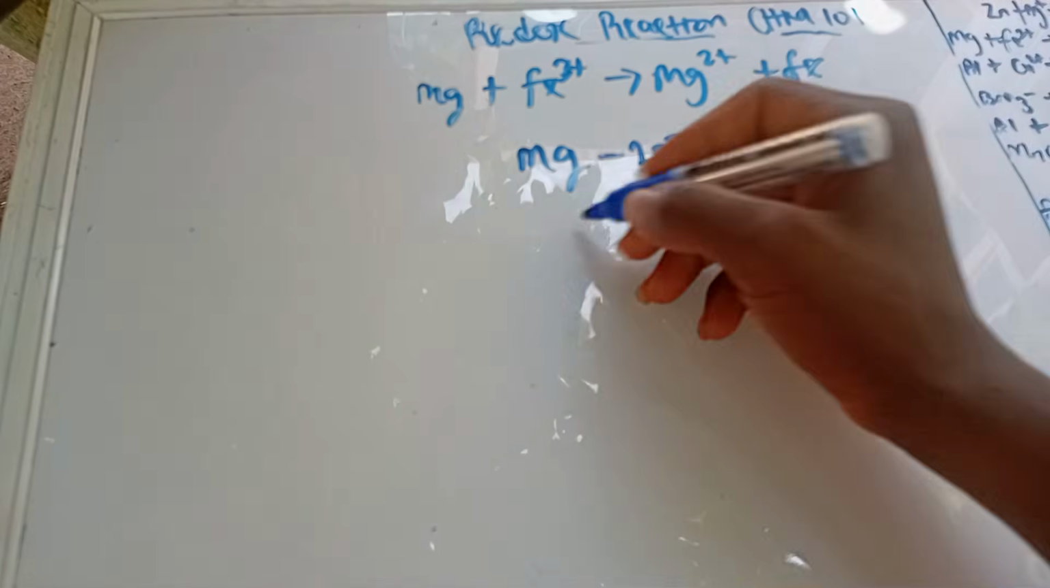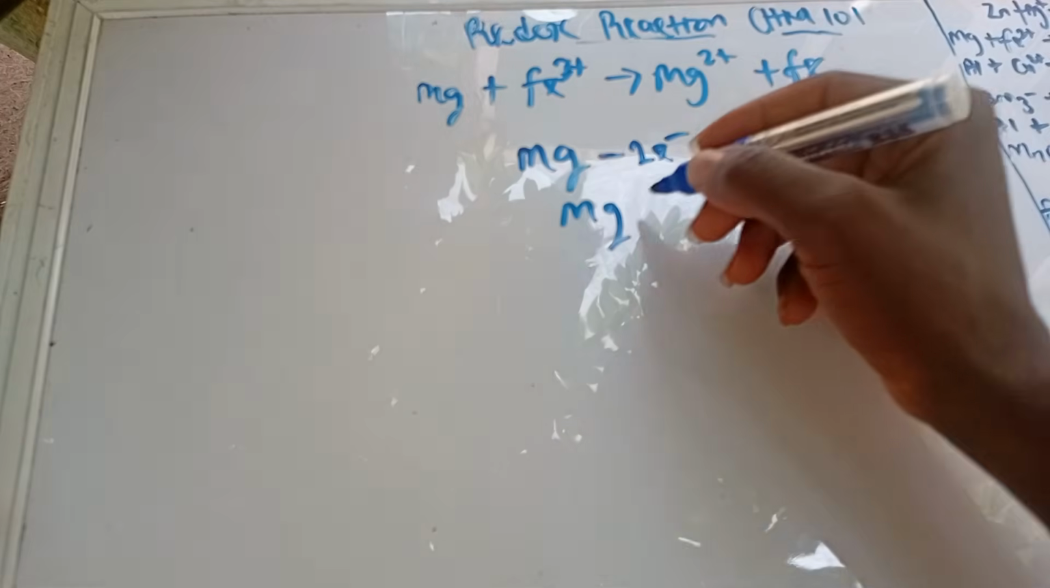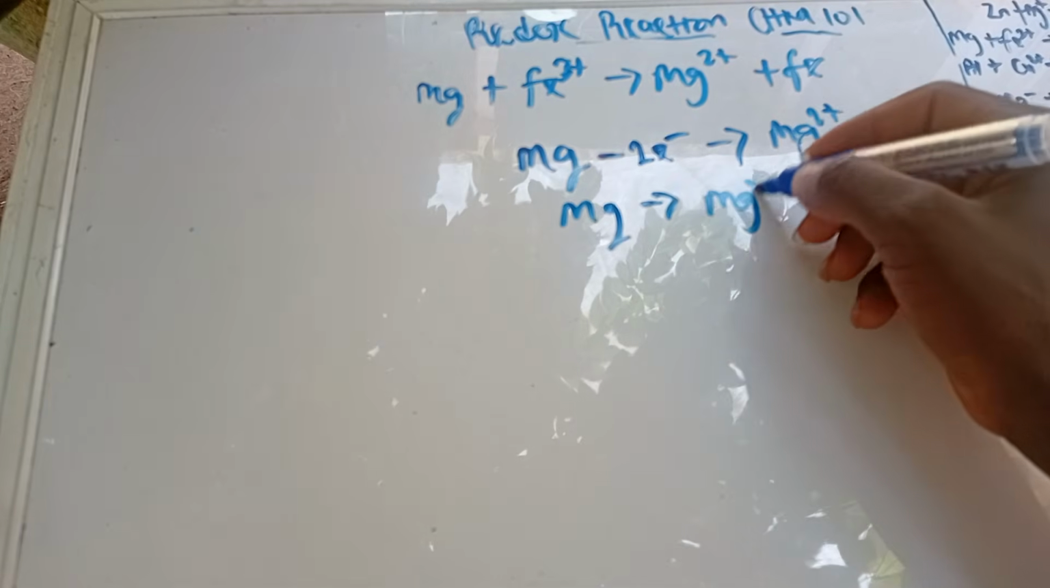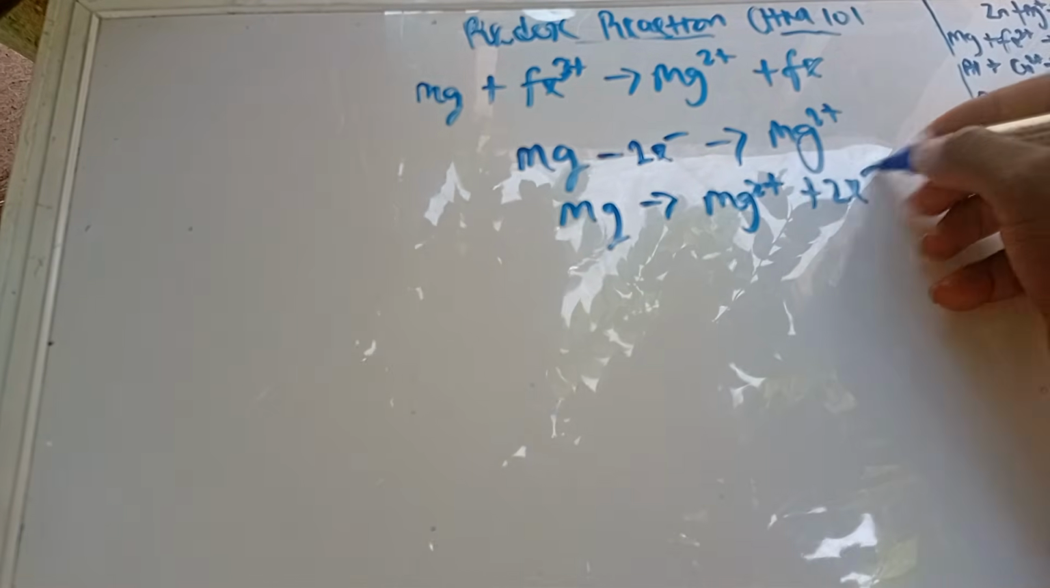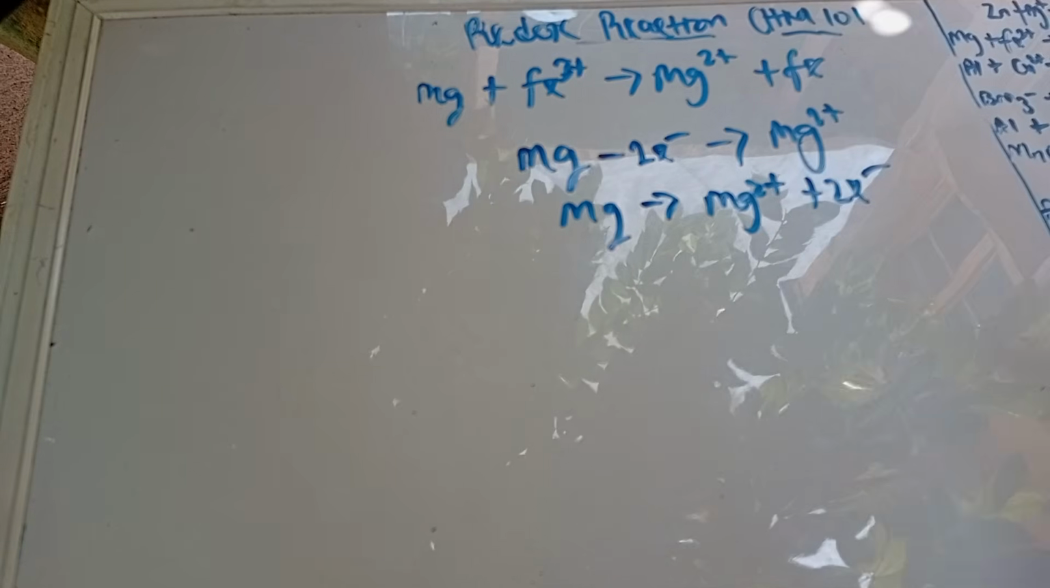Mg2+, right? So this half reaction turns to Mg equals Mg2+ plus 2e-. This is loss of electron because that plus e- is on the right side. But assuming this plus is on the left side, that's gain of electron. Reduction is always gain of electron. Don't forget about that, while oxidation is loss of electron.